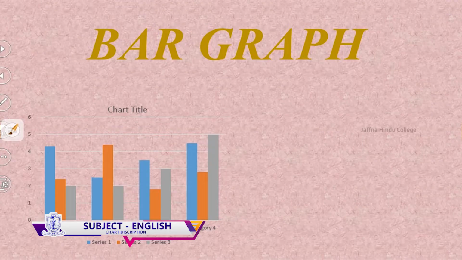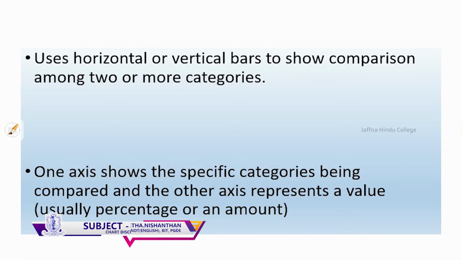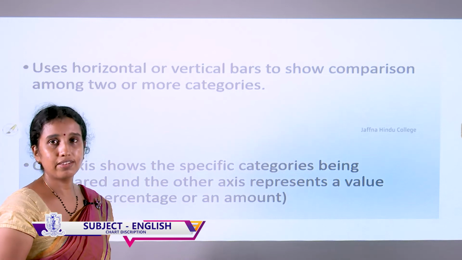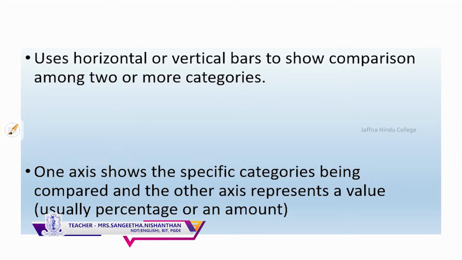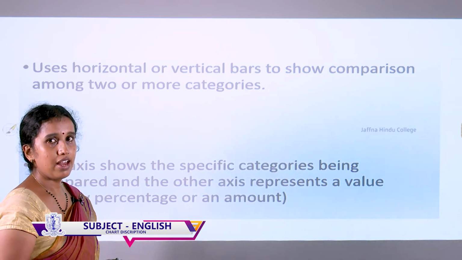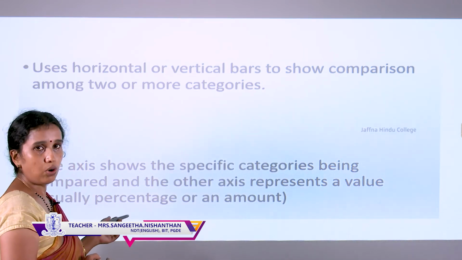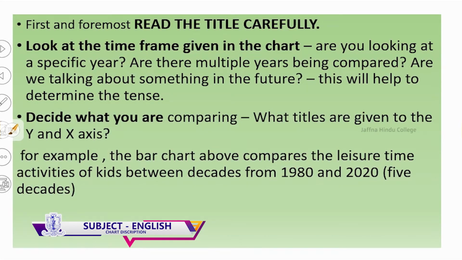Let's go through it. The first one is the bar graph. It's a graph with an x-axis, a y-axis and columns. It uses a horizontal or vertical axis. The horizontal axis is called the x-axis and the vertical axis is called the y-axis, to show comparison among two or more categories. One axis shows the specific categories being described. Mostly the x-axis shows the specific categories, and the number or the percentage is shown on the y-axis. The y-axis usually shows the percentage or the amount in numbers, right?